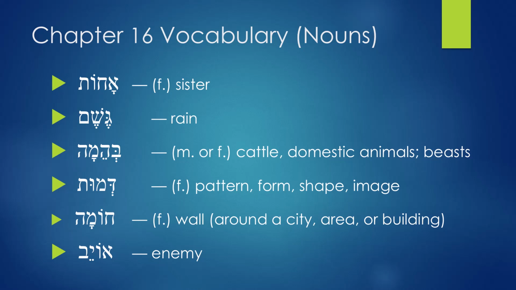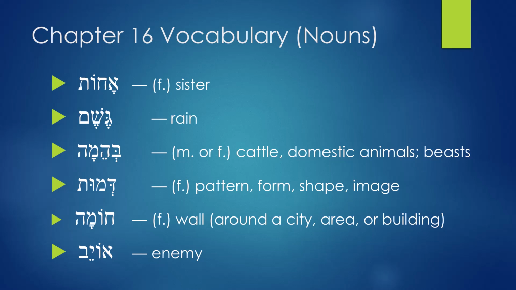Next you have the word geshem. Geshem means rain. Next you have the word behema. Behema means cattle, though at times it can mean beasts or wild animals, but behema means cattle. Next you have the word demut. Demut means pattern, or form, or shape.